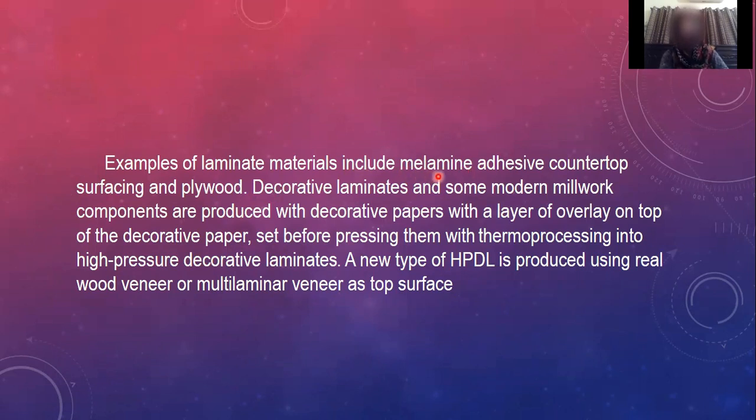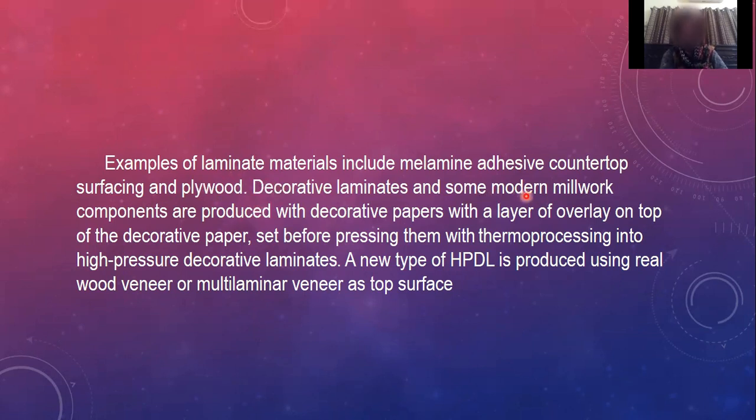The melamine chemical is also used in decorative papers, which are used in our houses to decorate our walls. Melamine adheres to countertop surfaces and plywoods. These plywoods and countertop surfaces we use in our houses to decorate our walls and make our floors more attractive. These laminates can be used.